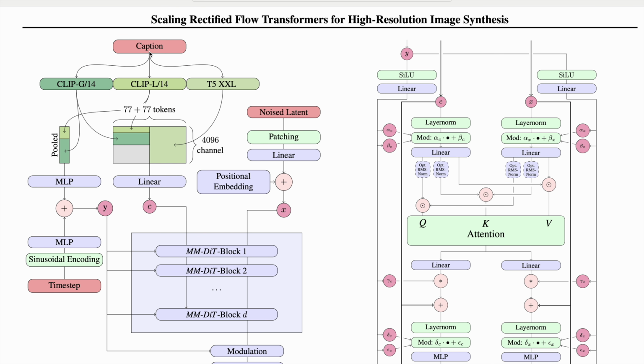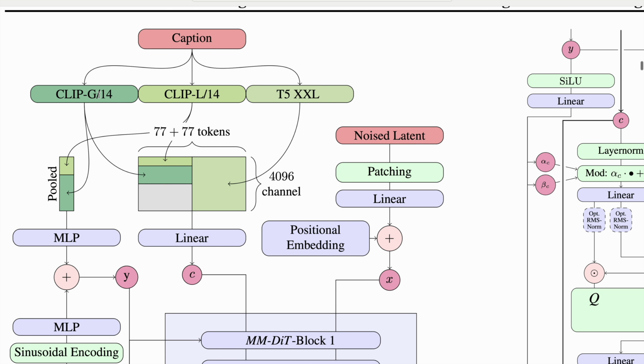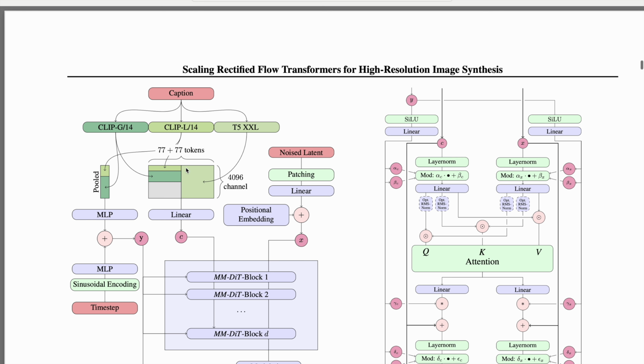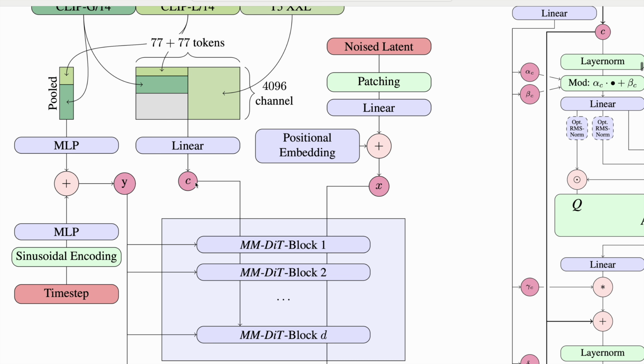First, the caption is processed with 3 different tokenizers and text embeddings instead of just one. On one side we have CLIP G, CLIP Large, and T5 from Google. All of them produce tokens, and then the tokens are combined to generate this conditioning C. C is just the text conditioning. On the other side we have X, which is the noisy latent that is progressively denoised.